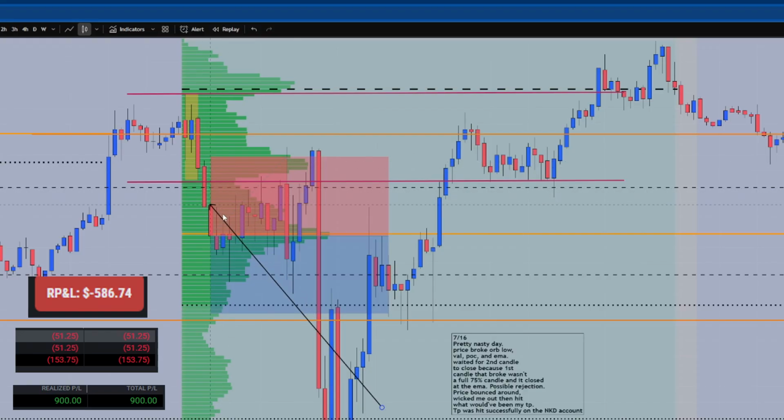So I waited for this candle right here, which looked good. It looked like it was going to be a nice, clean setup, right? So go back to the notes. As you can see here, the first candle that broke wasn't a full 75% candle, and it closed at the EMA, a possible rejection. Price bounced around, wicked me out, then hit what would have been my take profit.